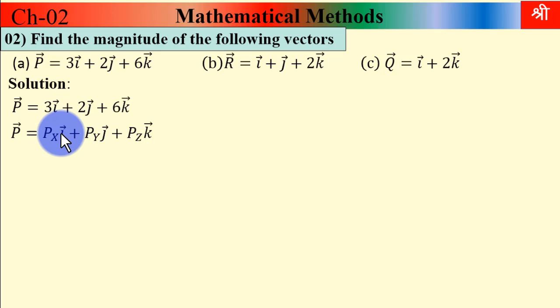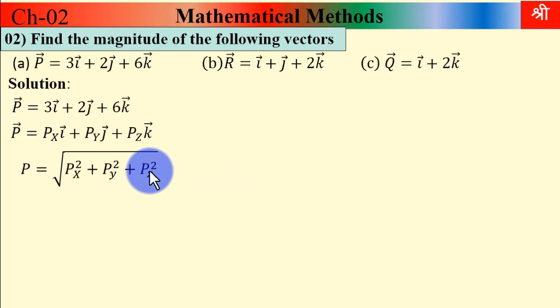If we compare this given equation with the standard equation, we get px equal to 3, py equal to 2 and pz equal to 6. Now we know the formula for the magnitude of a vector in terms of rectangular components: P equal to square root of px square plus py square plus pz square.